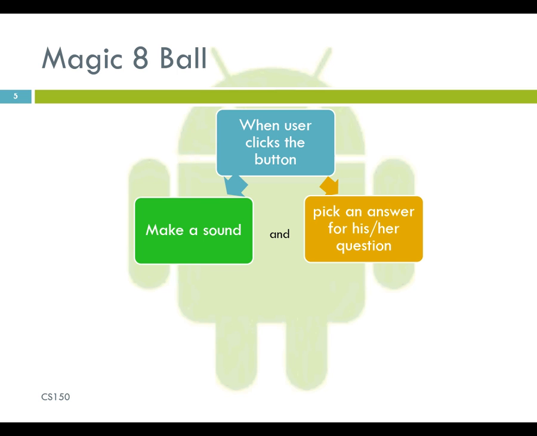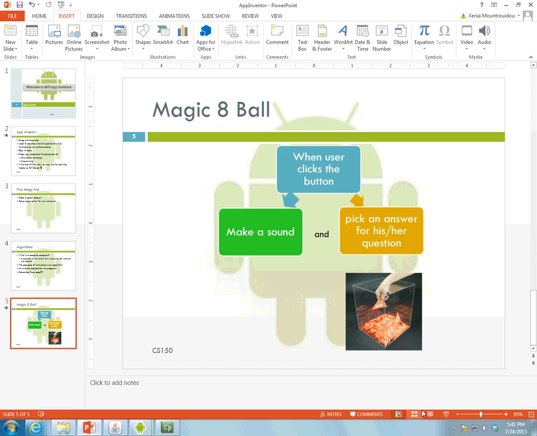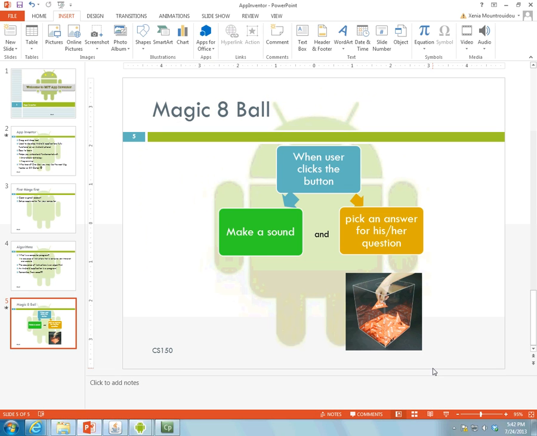We have almost finished. We have a Magic 8 ball that is making a sound when we tap it, when the Magic 8 button is clicked. And the only thing we need to do is the most difficult part, which is our random box that has many answers for our Magic 8, and pick randomly an answer and display it at the answer label.